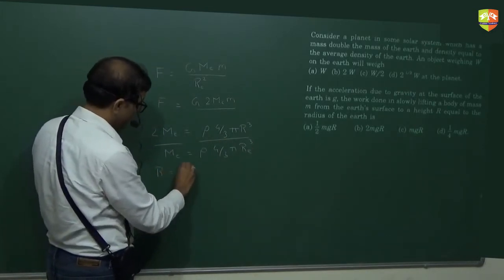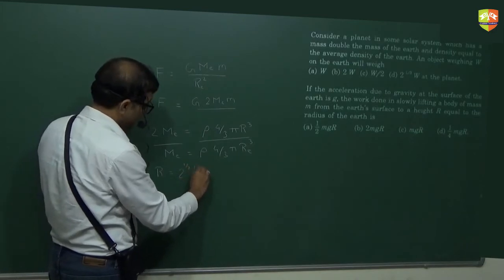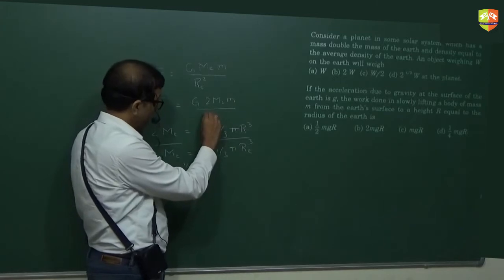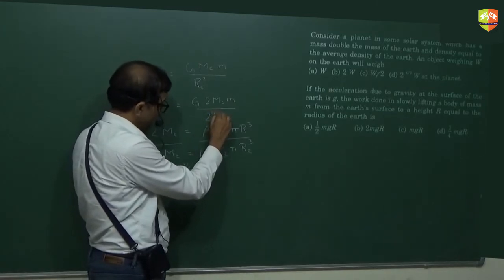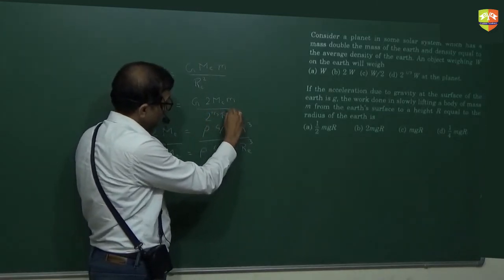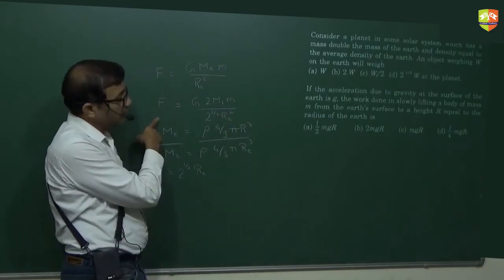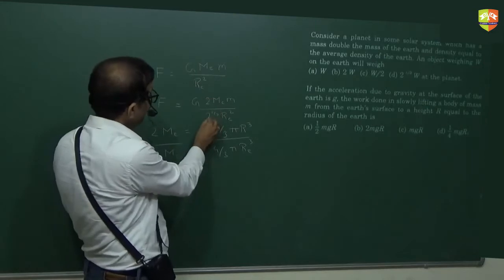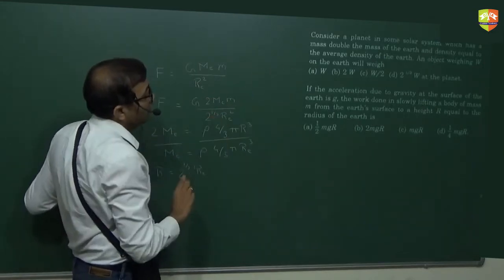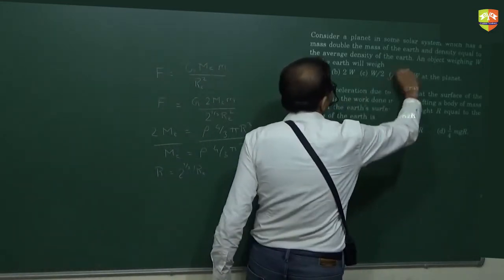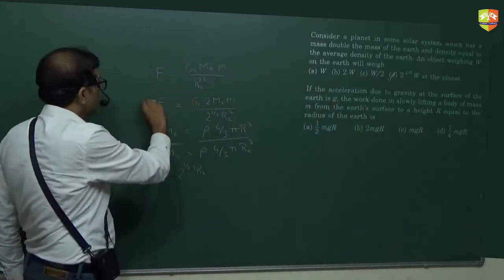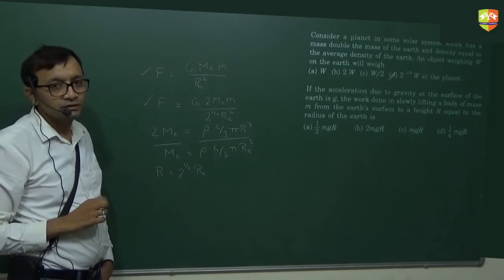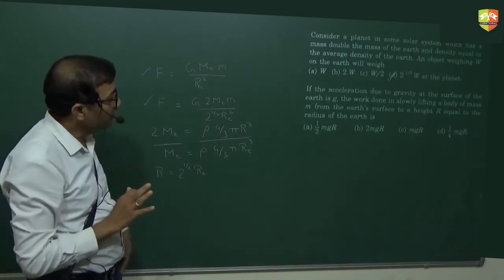R is equal to 2 raised to the power 1 by 3 times the radius of Earth. So substitute it here, you'll get 2 raised to the power 2 by 3 RE square. So 2 divided by 2 raised to the power 2 by 3 is 2 raised to the power 1 by 3. So this is D. Okay, so you can see that this is that much times of that. Clear? Straightforward.